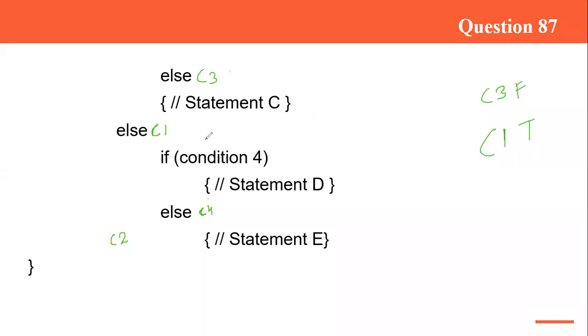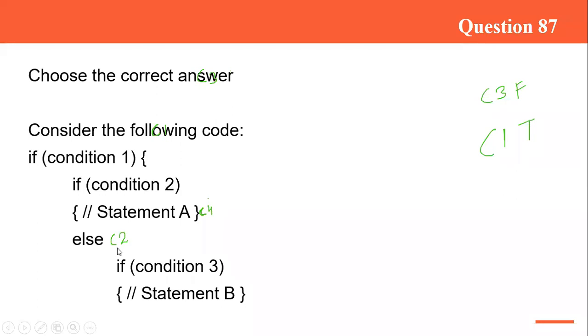Okay, next. Same way, let us talk about C2. Are we inside C2's else part or if part? C2's if is here, else is here. That means we are inside C2's else. We are in C2's else part. That means what? C2 must be false. Okay, C2 should be false. Clear? These are the conditions we got.